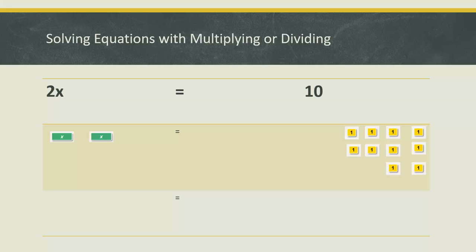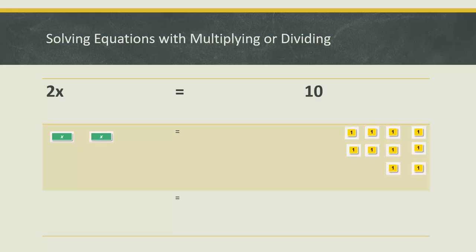In this video, we're going to use some images to model how to solve equations that are dealing with multiplying or dividing. So first off, let's start with a reminder. When you see 2x, that means 2 times x. Anytime a number and a variable or a letter are right next to each other, that implies multiplication. So you can look at this on our image that we have two of the x tiles. 2x equals 10. So on the right-hand side, we have 10 of the individual 1 tiles.